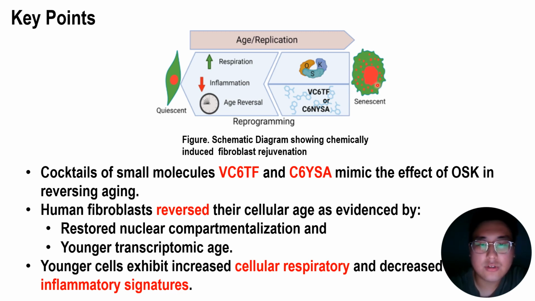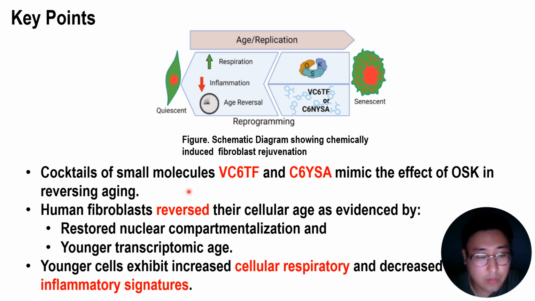So what the authors actually did was to treat these old cells with just OSK alone, or the chemicals which mimic that, to show under the image of the cells that they now have well clear boundaries for their nuclear compartmentalization, or NC. And when they looked at the functions, when the cells underwent aging, it has decreased inflammatory signatures and increased cellular respiration, or I think this is related to the cellular metabolism.